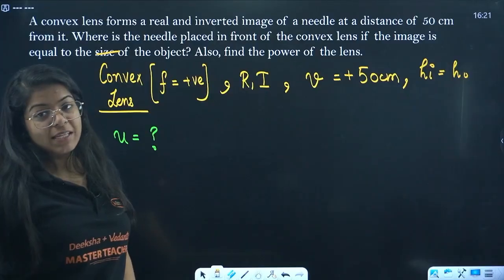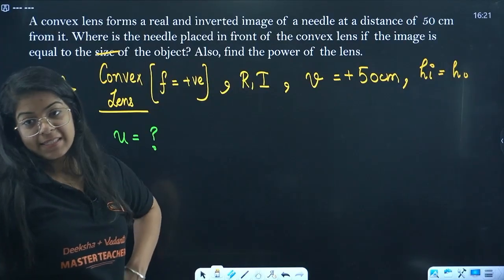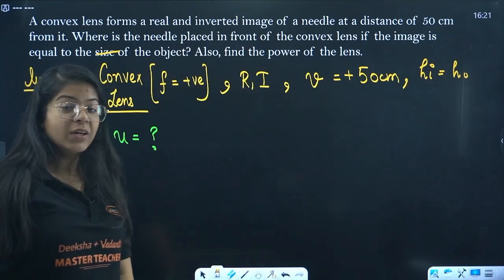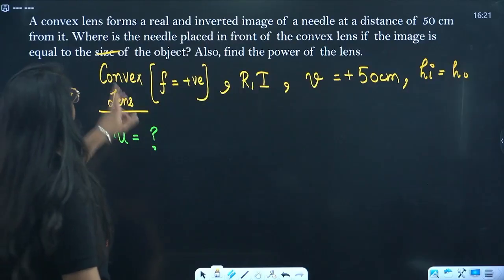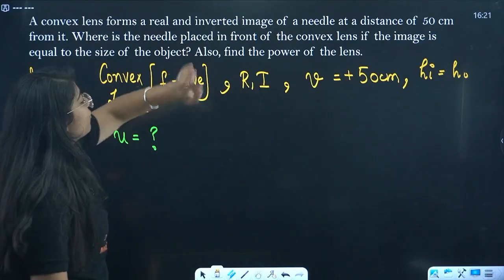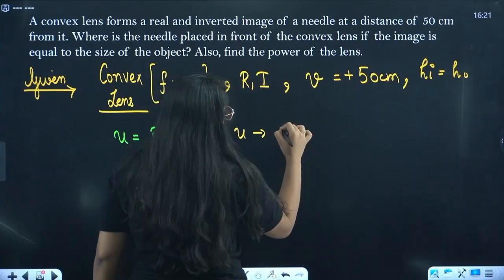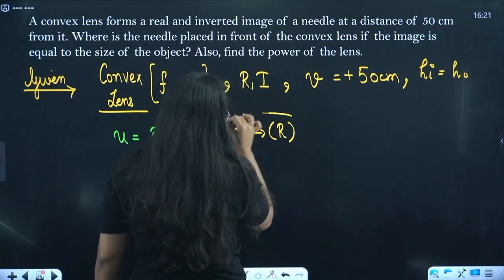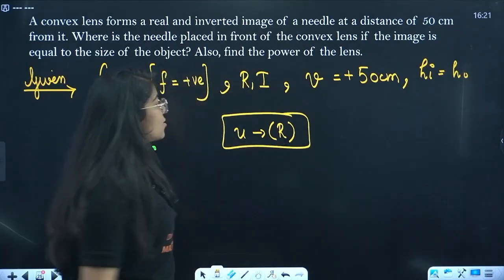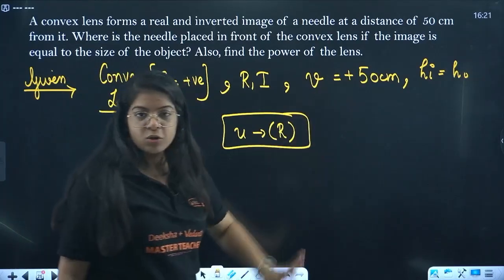But this is a convex lens. A convex lens has 6 cases. It is forming a real and inverted image, and in that case the height of the image is equal to the height of the object. That means your object is placed at the radius of curvature.